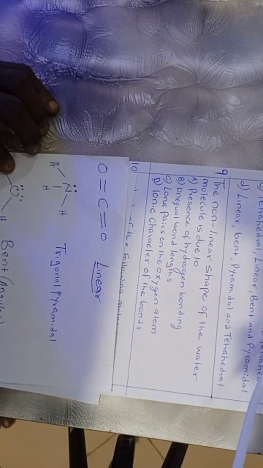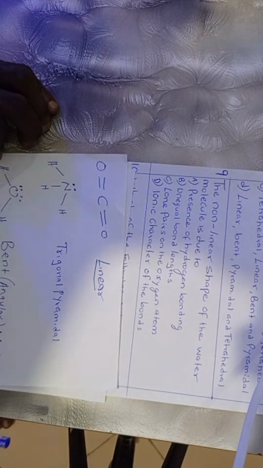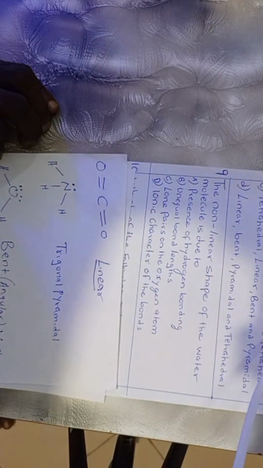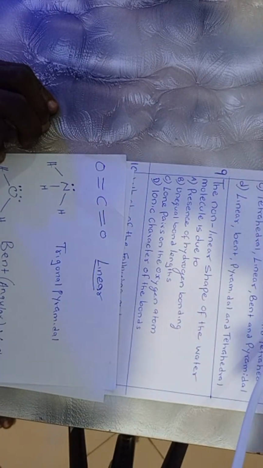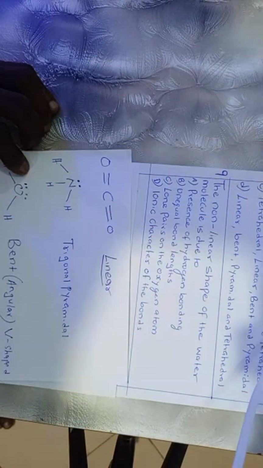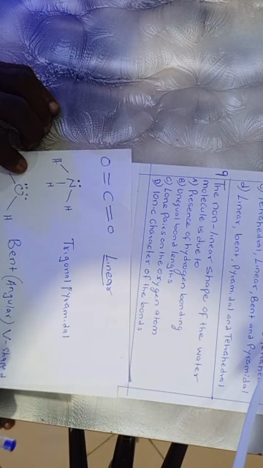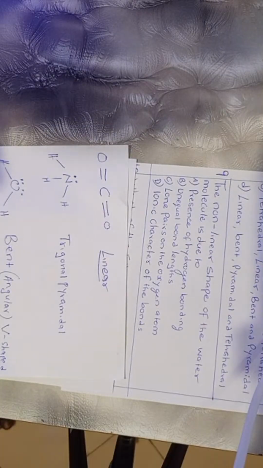Option A says presence of hydrogen bonding. That's not the correct answer. B says unequal bond lengths. That's not correct. What about C? C says lone pairs of electrons on the oxygen atom. And D is ionic character of the bonds. The correct option here is option C. Water is bent because of the lone pairs of electrons on the oxygen atom. Let me give you an instance. Look at this molecule here.